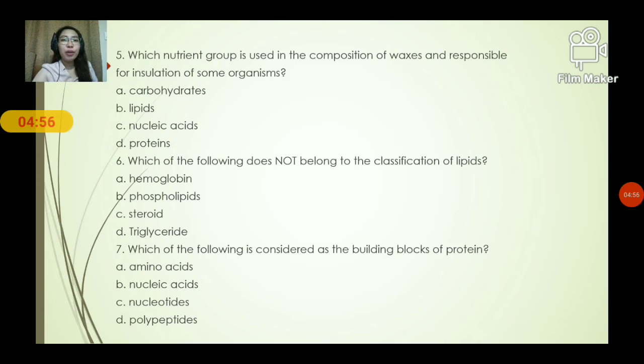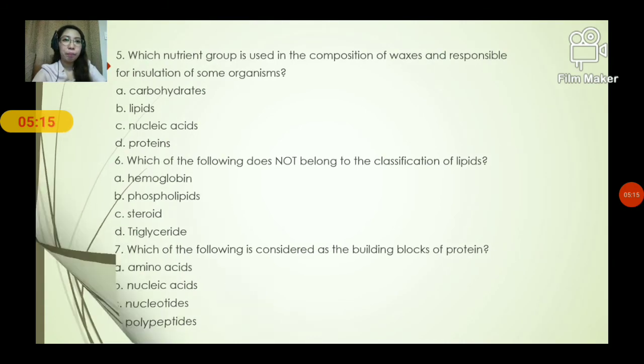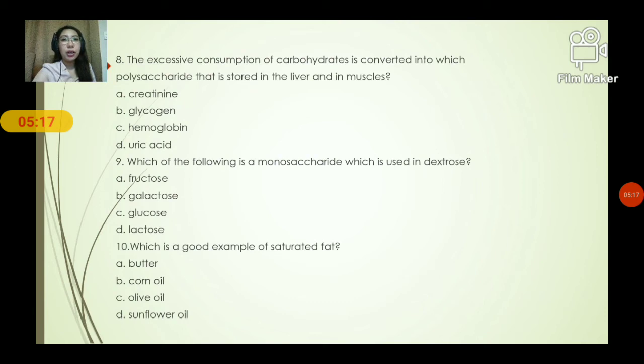Okay, next question. Which of the following is considered as the building blocks of proteins? Is it A, the amino acids, B, nucleic acid, C, nucleotides, or D, polypeptides? Okay, next. For question number 8, the excessive consumption of carbohydrates is converted into which polysaccharide that is stored in the liver and in the muscles? A, creatinine, B, glycogen, C, hemoglobin, D, uric acid.